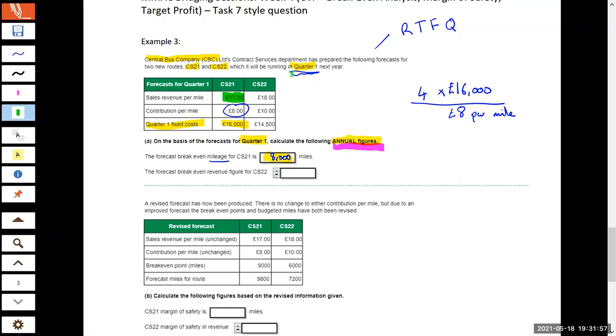And do not let that confuse you. Converting quarters here to yearly, all we do is times it by 4. Okay. So, can anyone venture the answer to this?